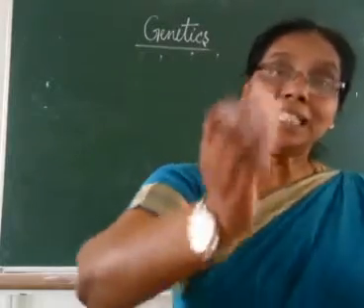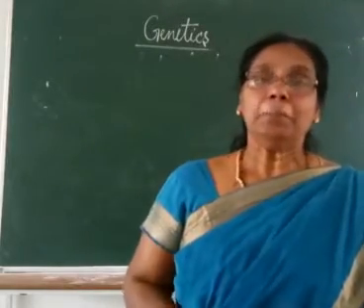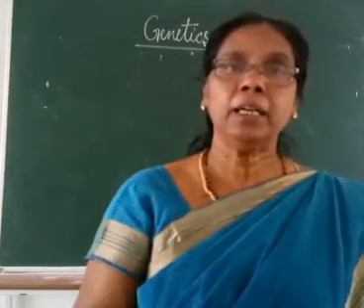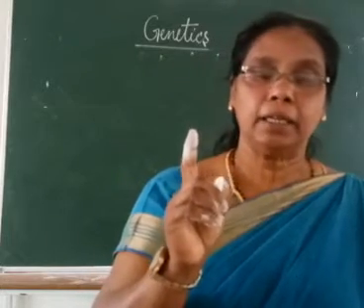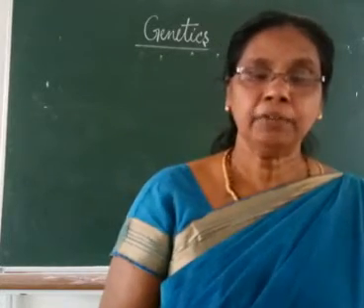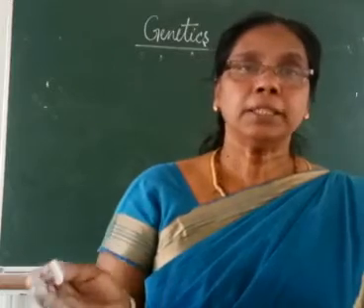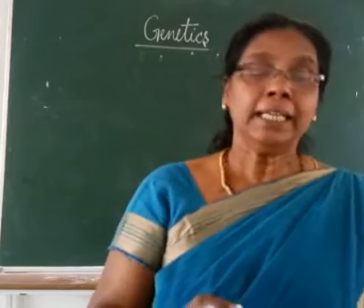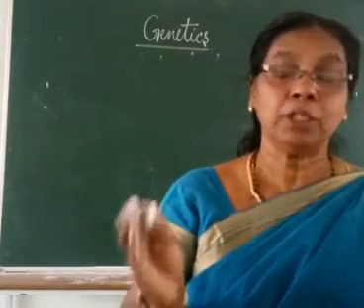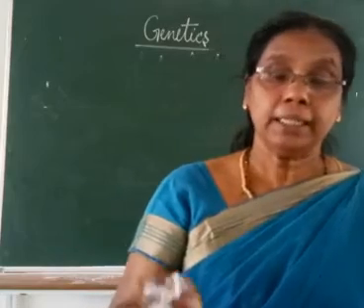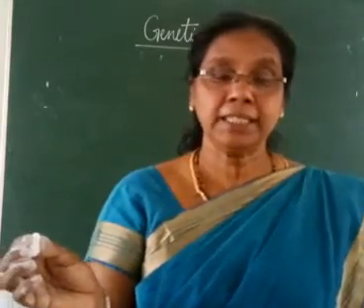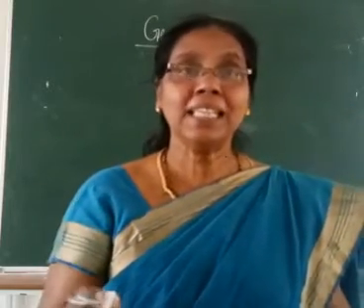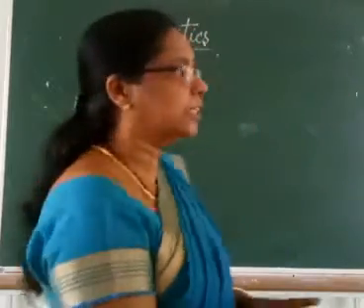In garden pea plants, you have seen seven contrasting characters. But in the first experiment, we are doing a monohybrid cross, so we are taking only one character. Here these two plants are crossing. Which character are we taking? The position of the flower: one with terminal flowers, and the other with axillary flowers.